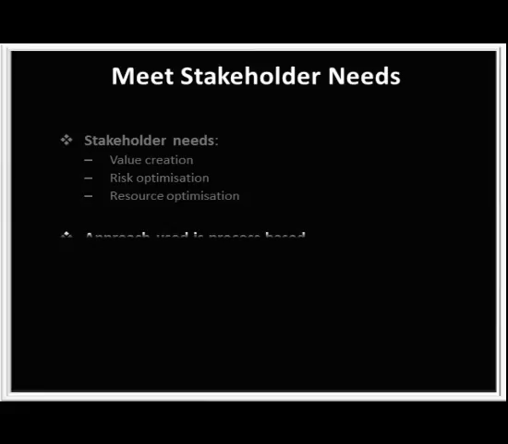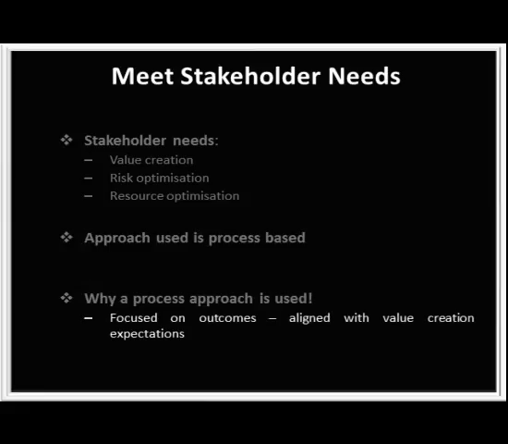To meet stakeholder needs, we need to consider value creation, risk optimization, and resource optimization. The approach used will be process-based. You might ask, why process? Process is focused on outcomes. In other words, we can align with value creation expectations. And process is a way of institutionalizing activities so that they are more sustainable.